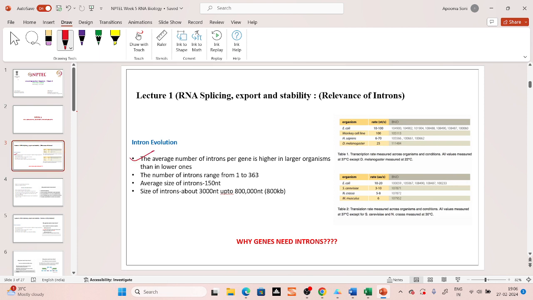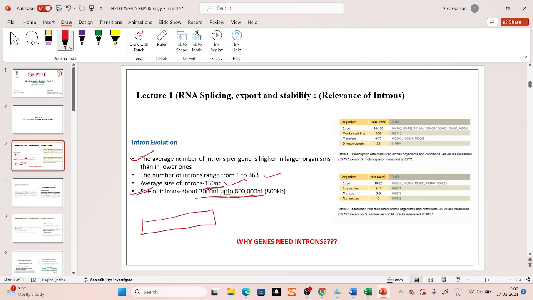Then, what is the next point? The number of introns ranges from 1 to 360 on average. And on average, the size of an intron is approximately 150 nucleotides, and it can go up to 800,000 nucleotides also. I mean, the complete intron set of an organism can range from 3000 nucleotides to up to 800,000 nucleotides. 150 nucleotides is the average size of one intron, and this is the complete set of introns in a genome. It can go up to 800,000 nucleotides.